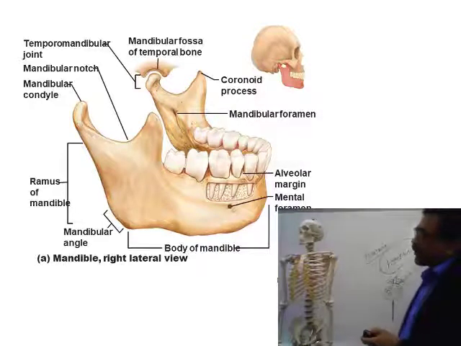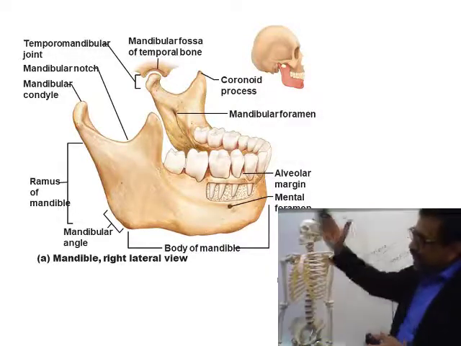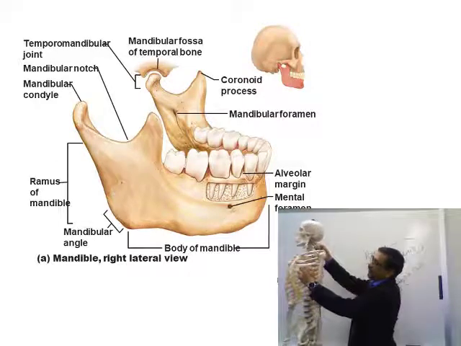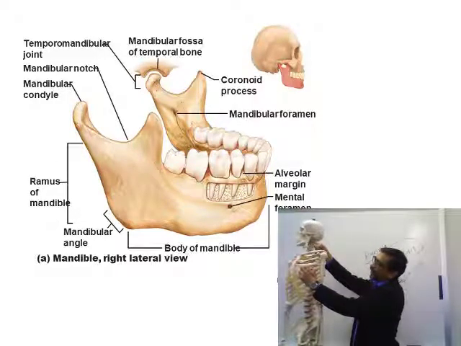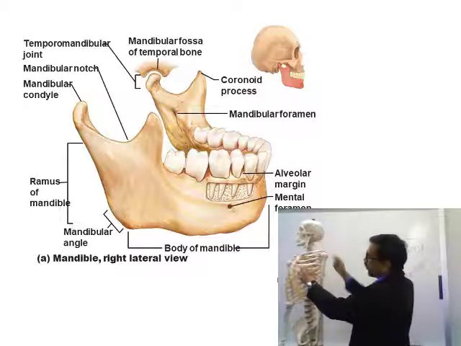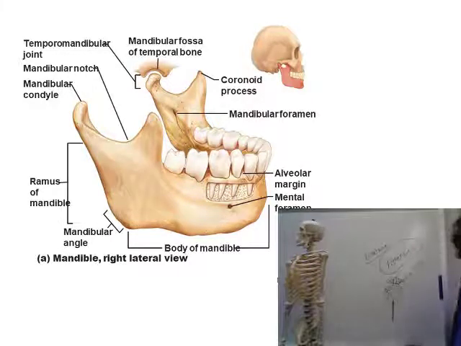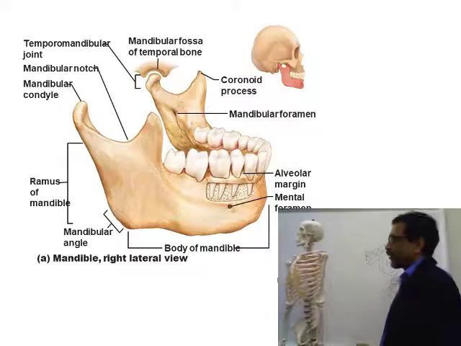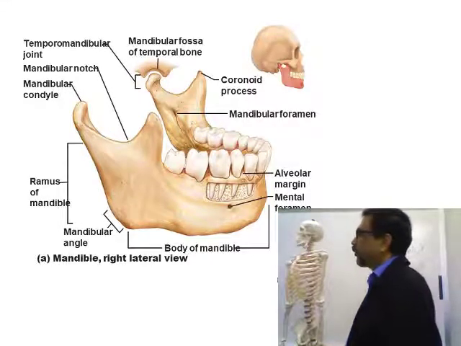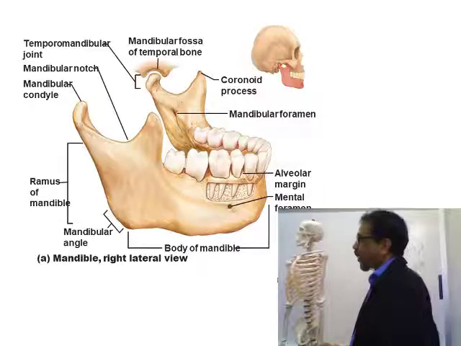And if you see the inner surface of the ramus, inner side, that means on this side, inner side of the ramus, you have another foramen. So you have two ramus, so two foramen. Those are called the mandibular foramen. So two pairs of foramen are present in the mandible, two mental foramen and two mandibular foramen.